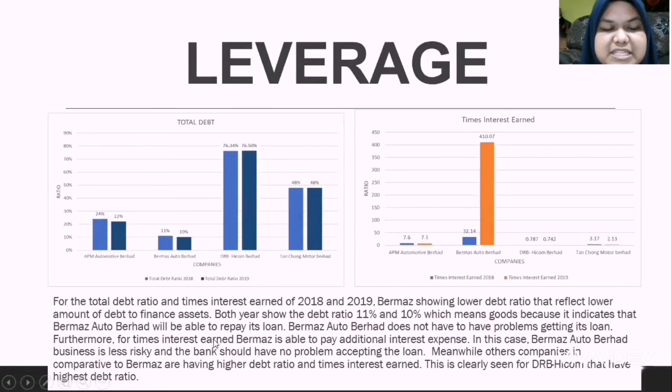Furthermore, for times interest earned, Bermaz is able to pay additional interest expense. In this case, Bermaz Auto Berhad's business is less risky and the bank should have no problem accepting the loan. Meanwhile, the other companies compared to Bermaz have a higher debt ratio and times interest earned. This is clearly seen for DRB-Hicom, which has the highest debt ratio.